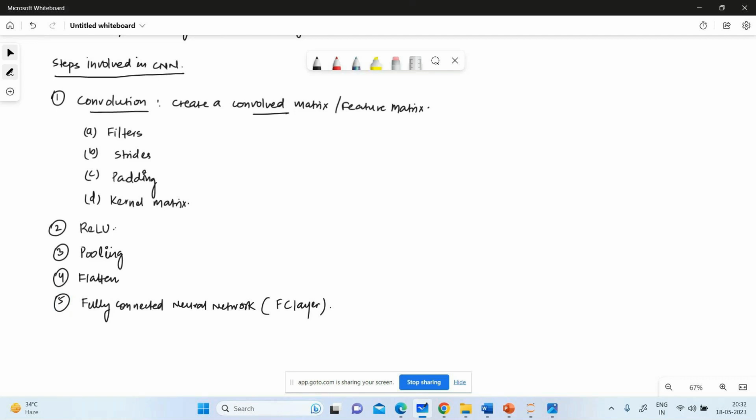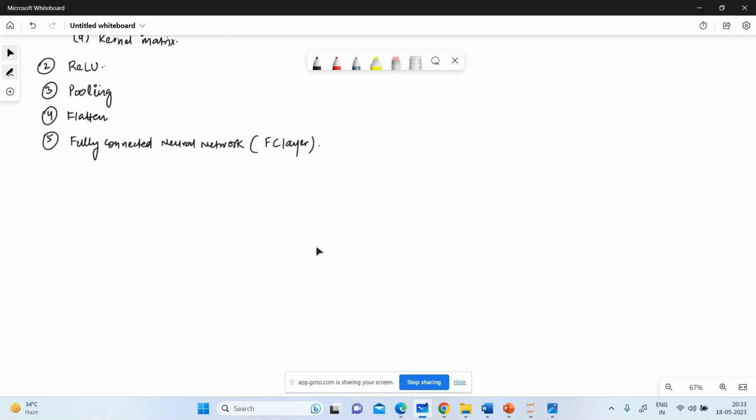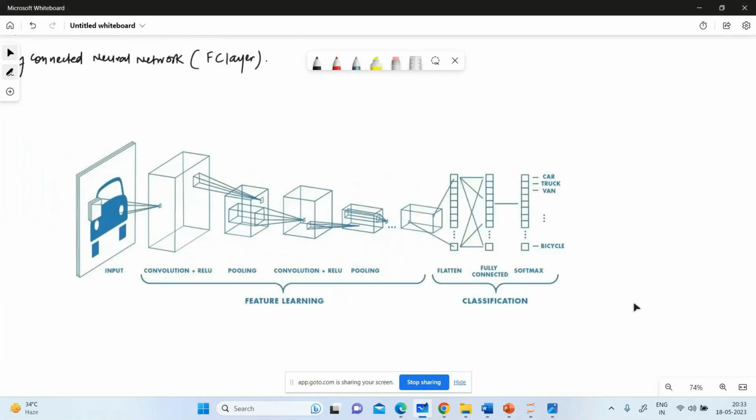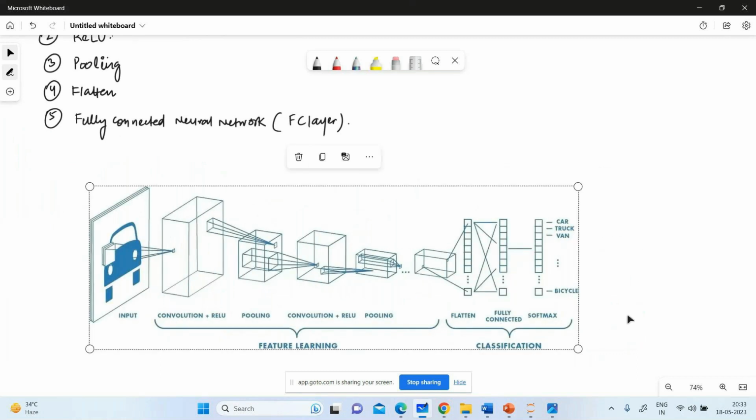Now let's try to understand what the different steps are and how they will be prepared. Let's understand the convolutional neural network in depth. As I was telling you, in this case we have multiple layers. These are the steps which are involved.